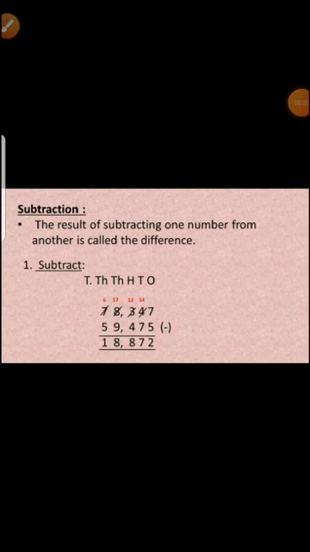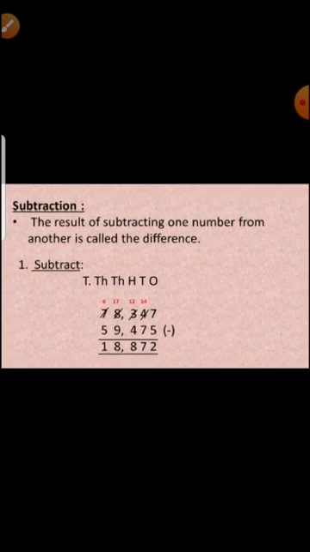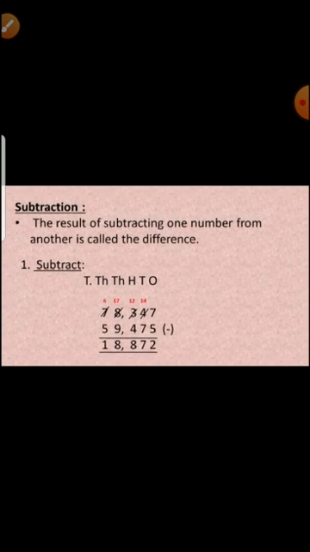Before that, let us recall what subtraction means. Subtraction means the result of subtracting one number from another is called the difference. What is subtraction? The result of subtracting one number from another number is called the difference. The other word for subtraction is difference. Now let's see the problem.